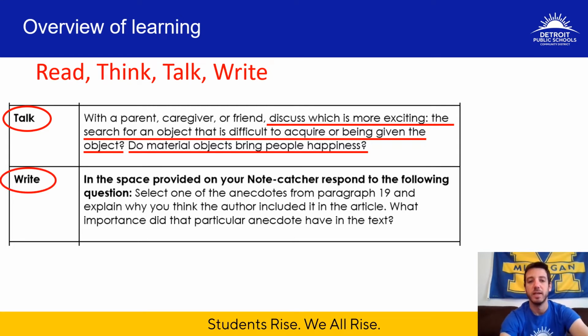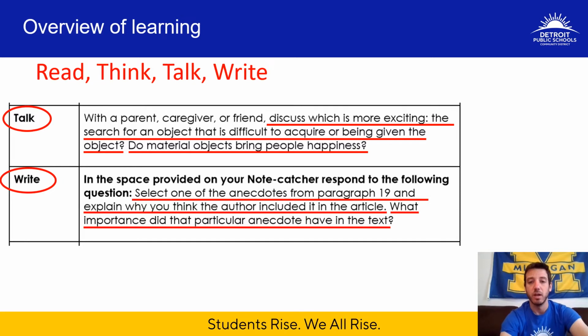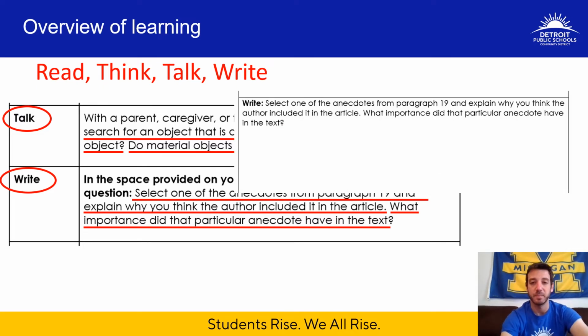Then for the write section, you're going to select one of the anecdotes from paragraph 19. You're going to come across a few, and explain why you think the author included it in the article. What importance did the particular anecdote have in the text? So why was it included and what importance did it have in the text? Don't forget that this is in your note catcher and there's a space for you to jot down your answer.